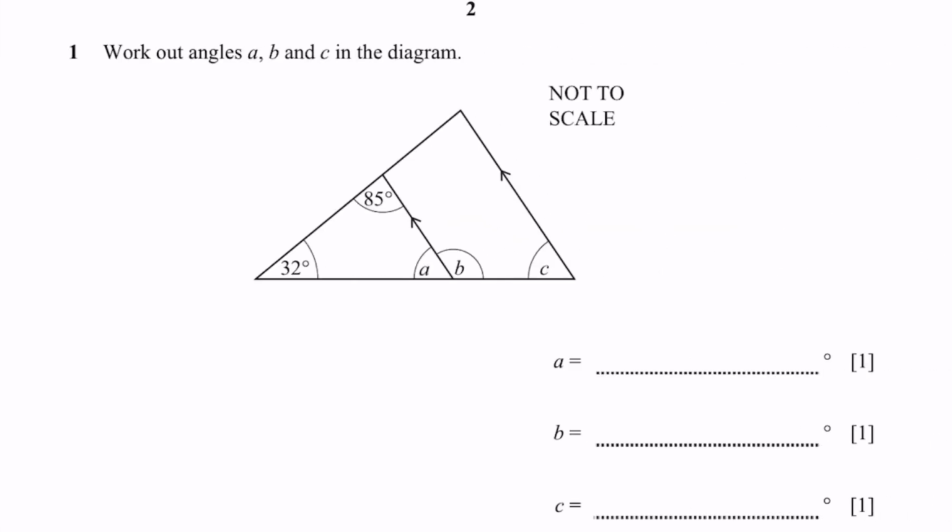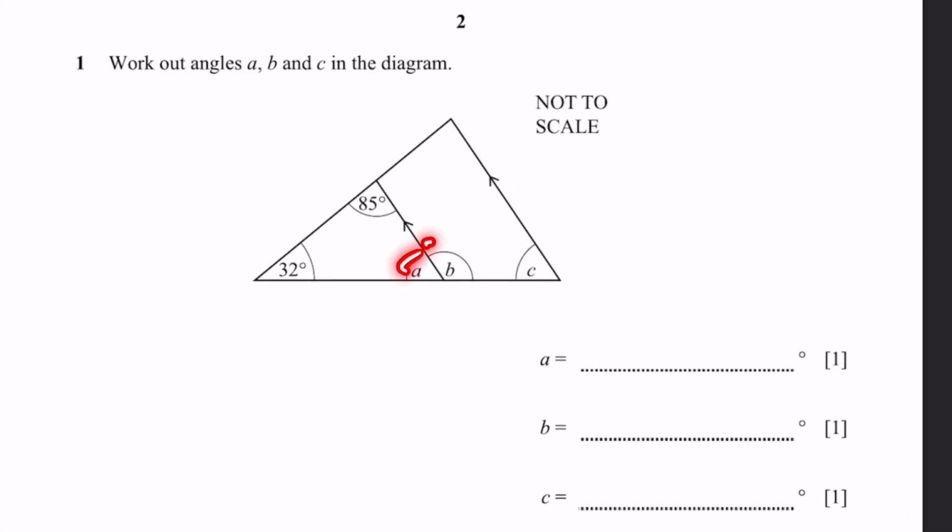Let's start. Question 1. Work out angles A, B and C in the diagram. Angle A is equal to, because we have a triangle here and angles in a triangle add up to 180 degrees, we can say A is equal to 180 minus these two angles here, 85 and 32, and A is equal to, if we do it correctly, 63 degrees.